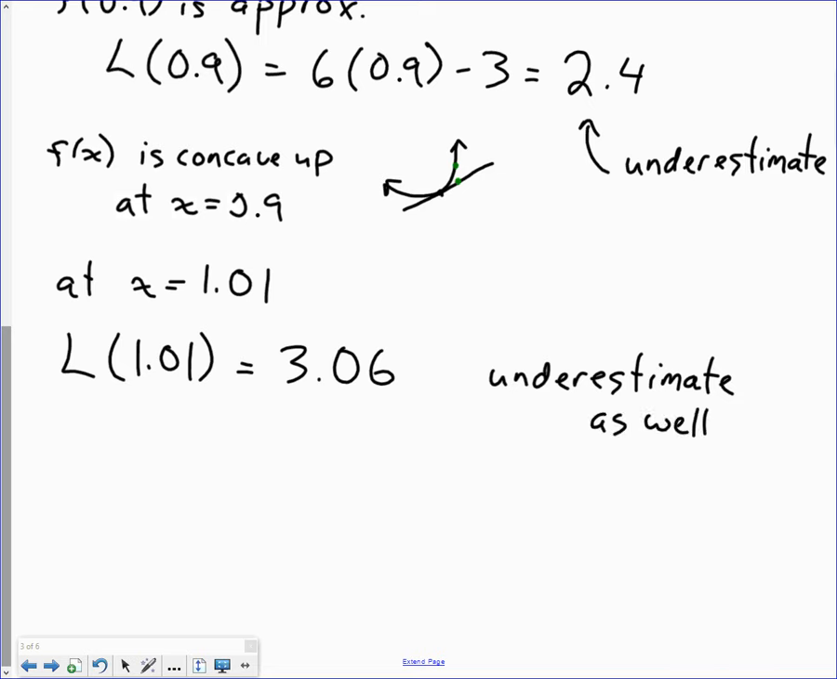Because the concavity of the original function doesn't change, the argument still applies. At point 1.01, f at x is still concave up, the tangent line still lies below the curve, so it's also an underestimate. Now, in this example, we had the original function, we could find the derivative, and we just subbed all the values in. This isn't a typical example of the kind of question that you're going to see.